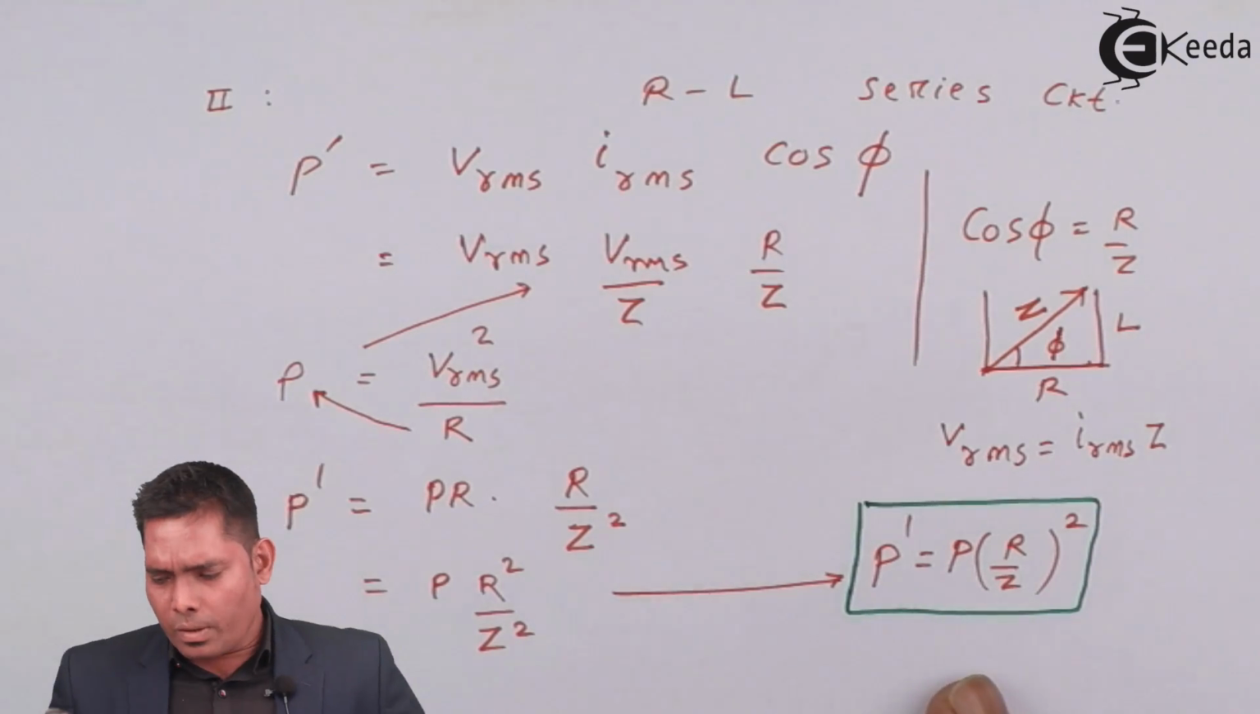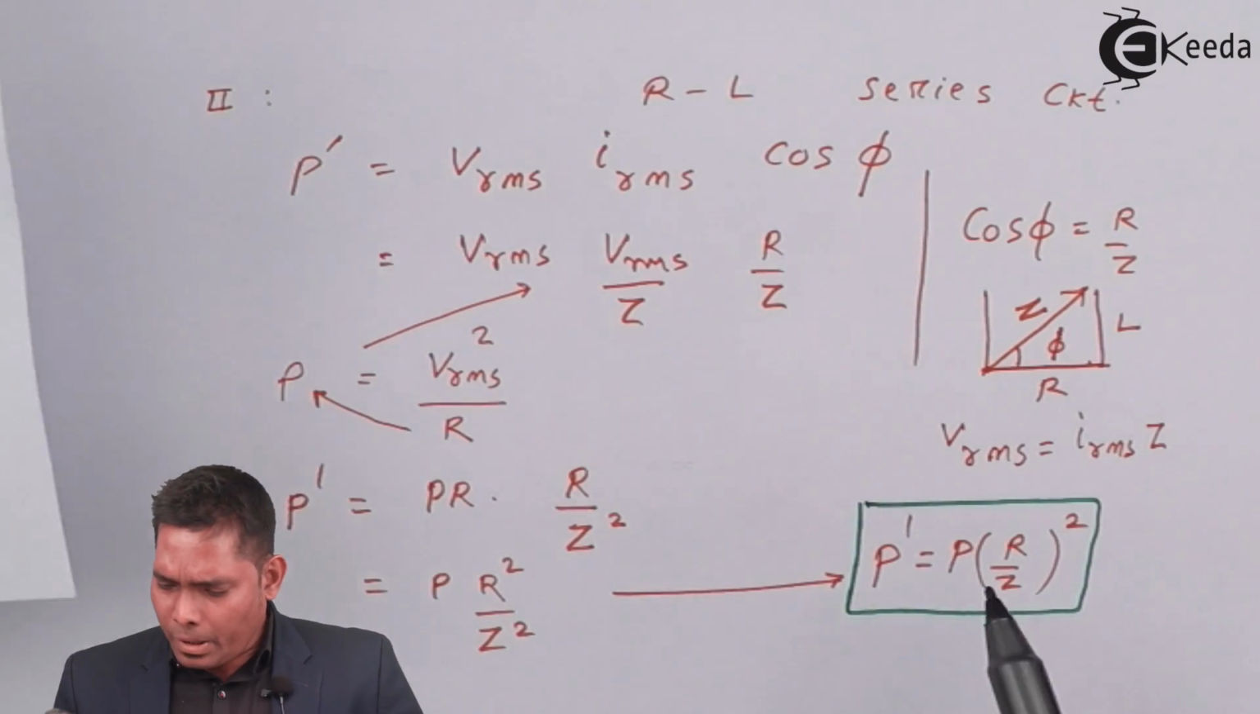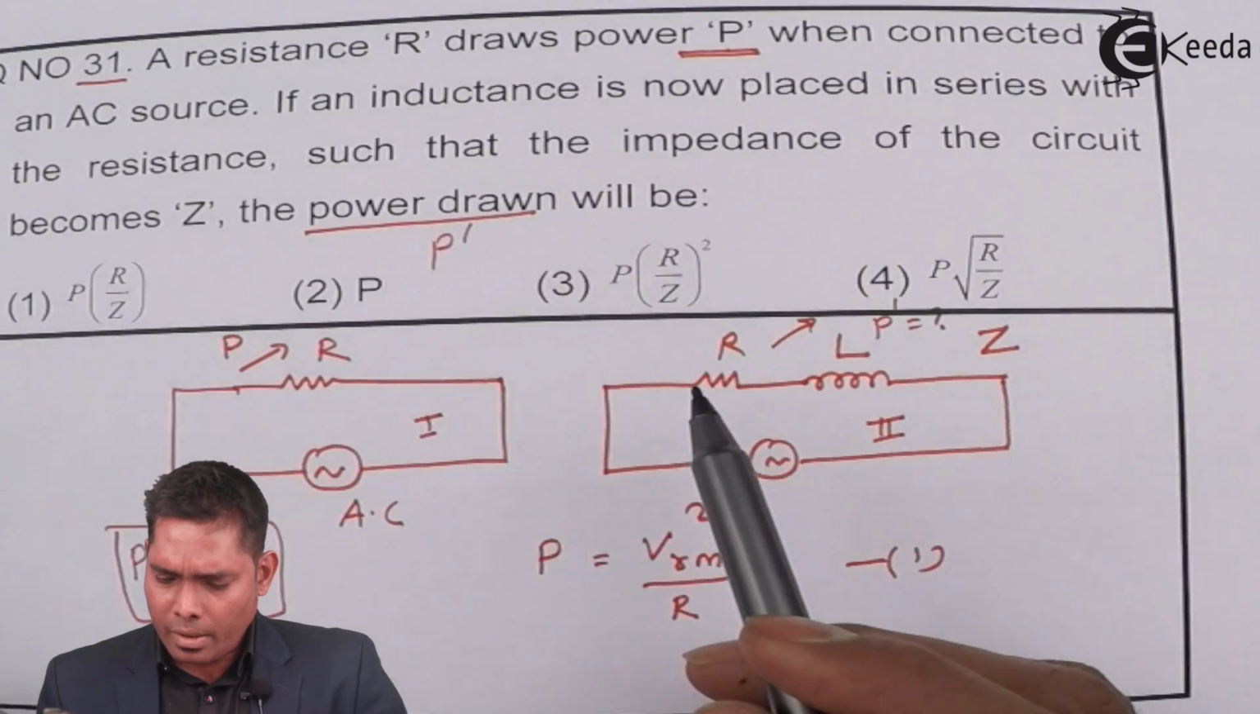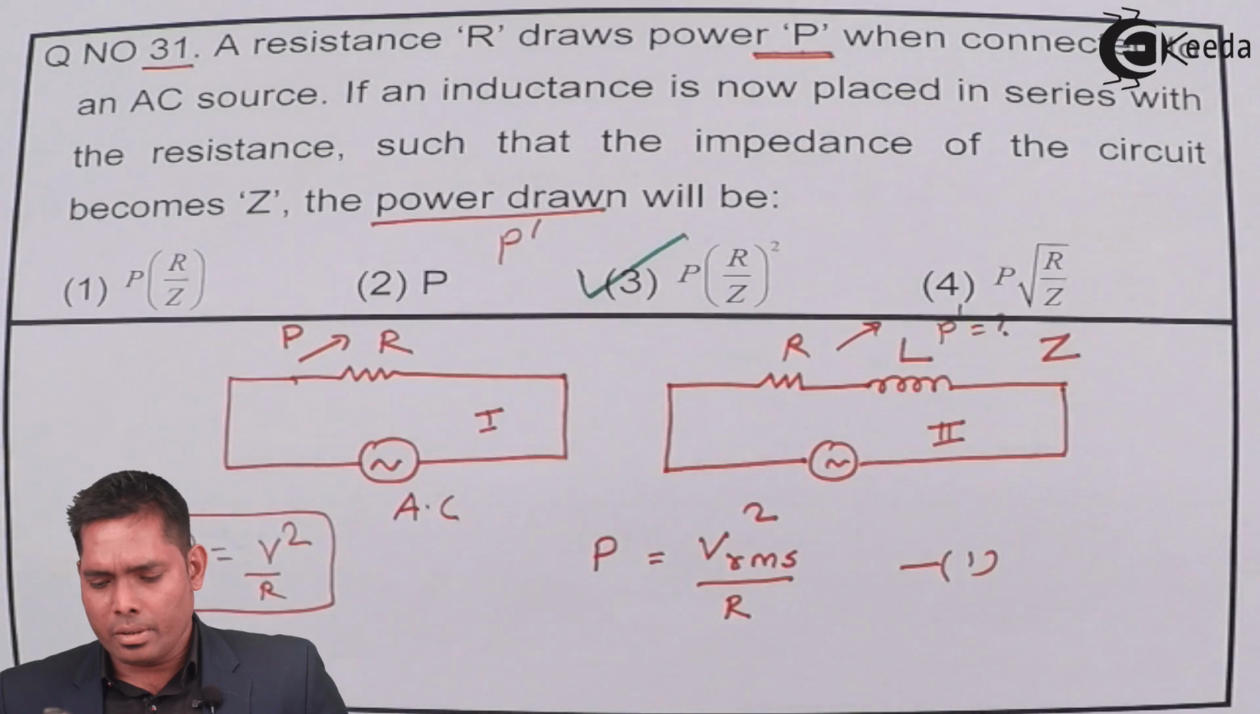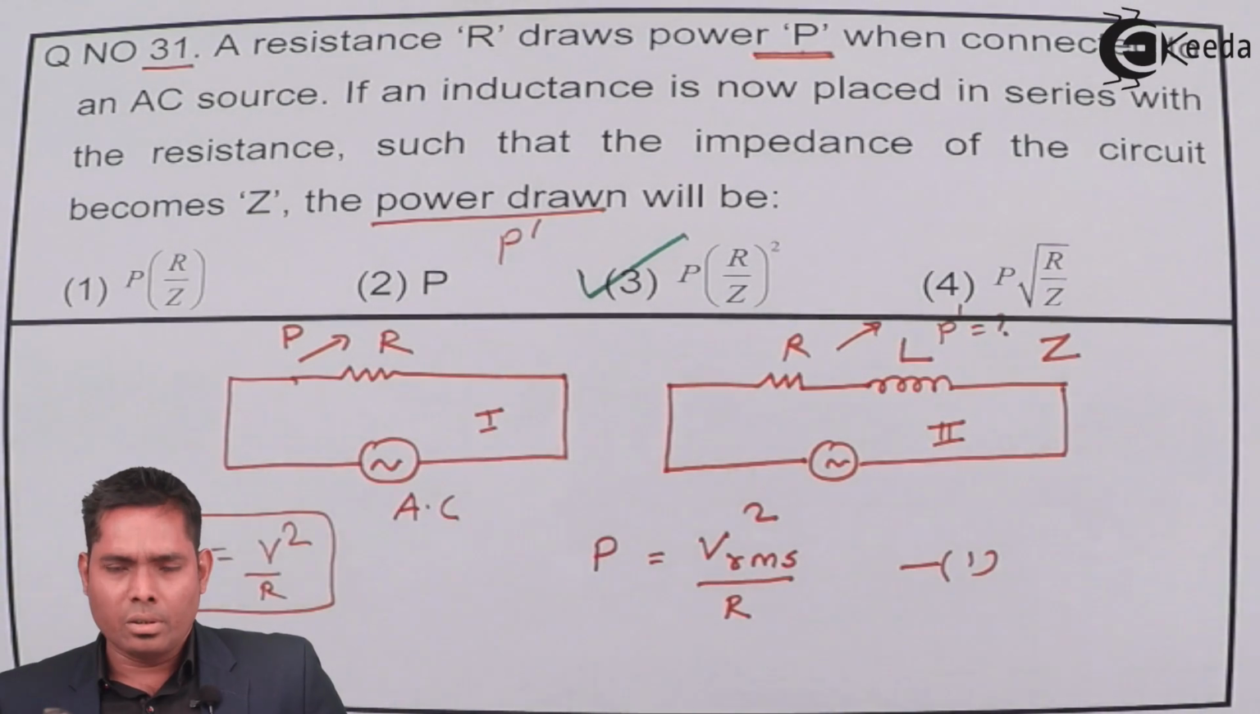So this is what you get finally, P times R over Z, whole square, and therefore this one is the correct answer to this question. Okay, thank you.